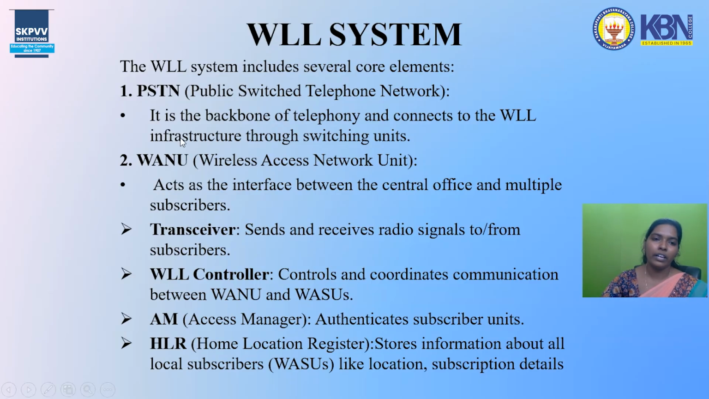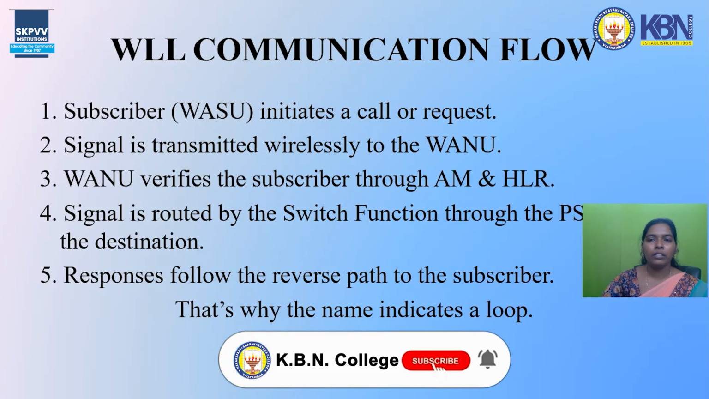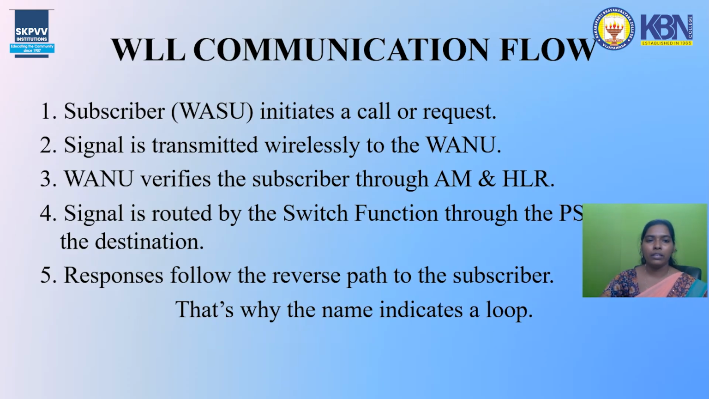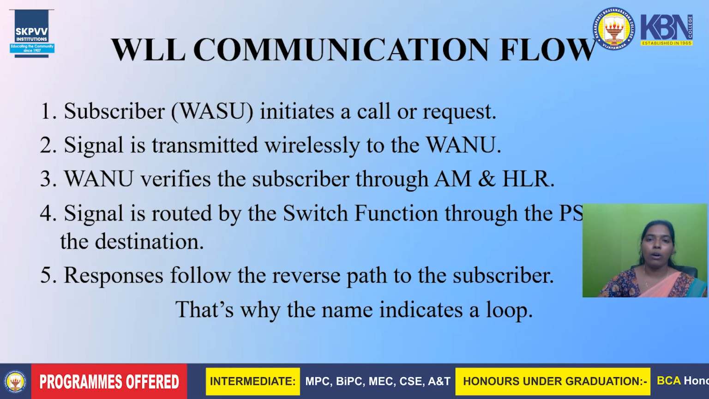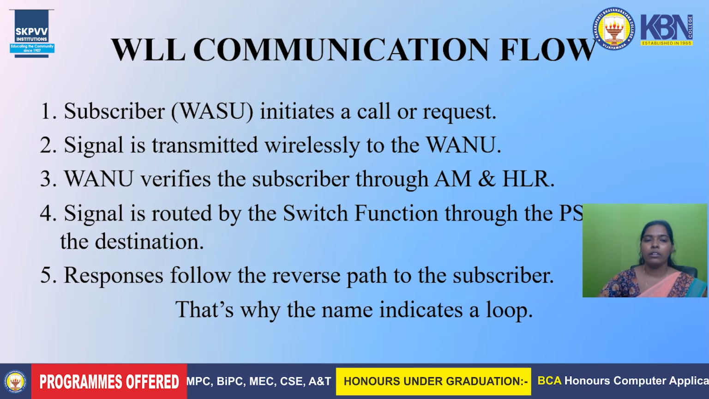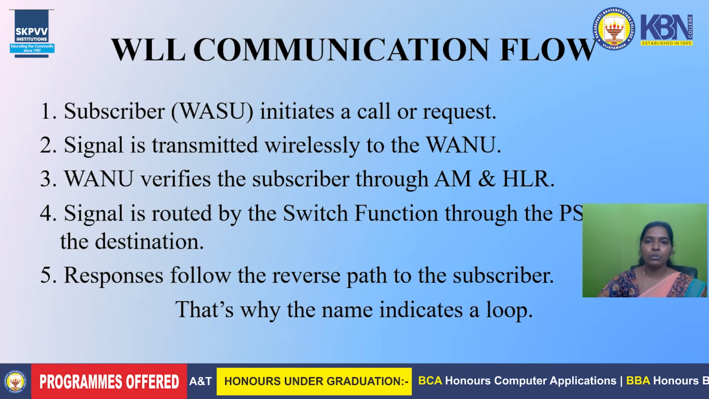We have discussed only the core elements, in detail only the construction of a wireless local loop, and now we are coming to the communication flow: how a signal flows from a subscriber to a network. First of all, the subscriber, that means we, initiate a call or a request. If we want data, we will open a browser and search, and request the data from that server. So a subscriber initiates a call or requests something from the server. Then the signal is transmitted wirelessly to a network unit.